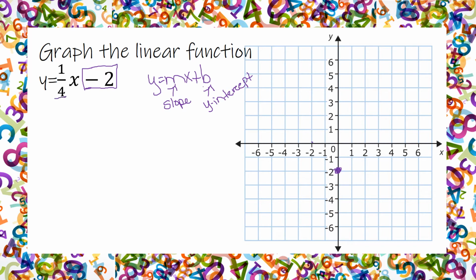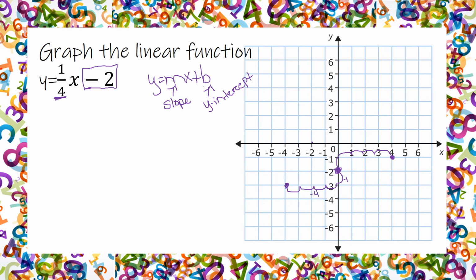Now we have a slope of 1/4. So we're going to go up 1 and to the right, 1, 2, 3, 4. You could also go backward because that's a positive 1/4. You could go down, that'd be negative 1, and to the left, 1, 2, 3, 4.